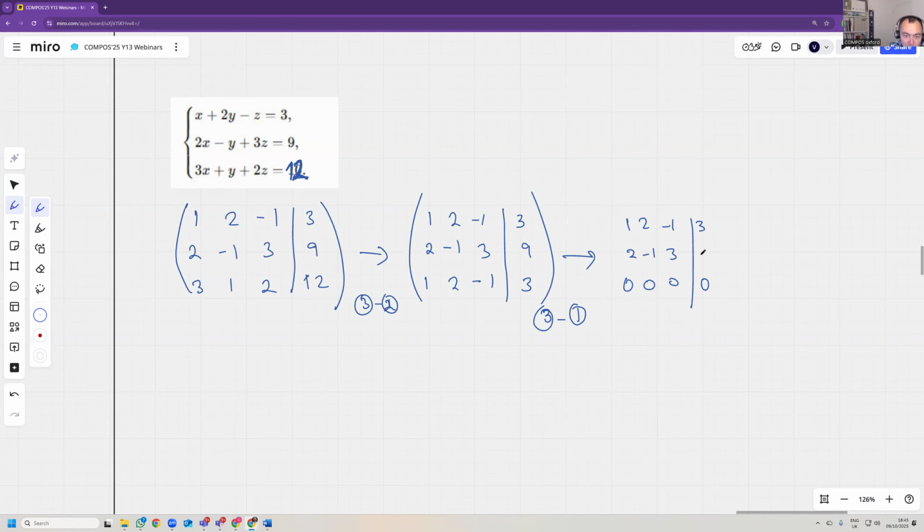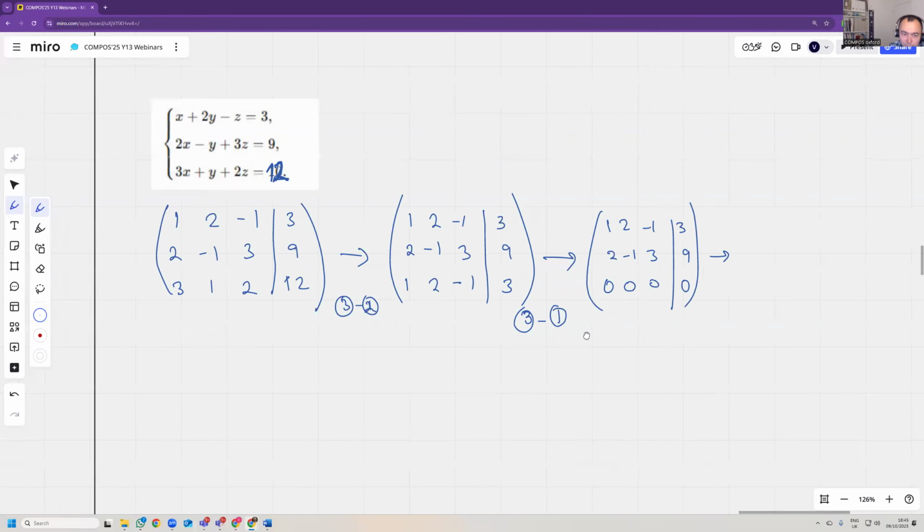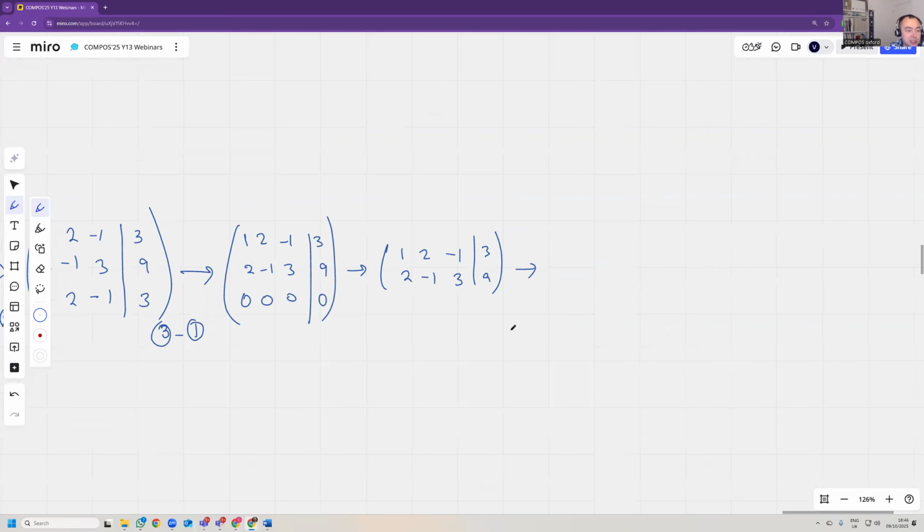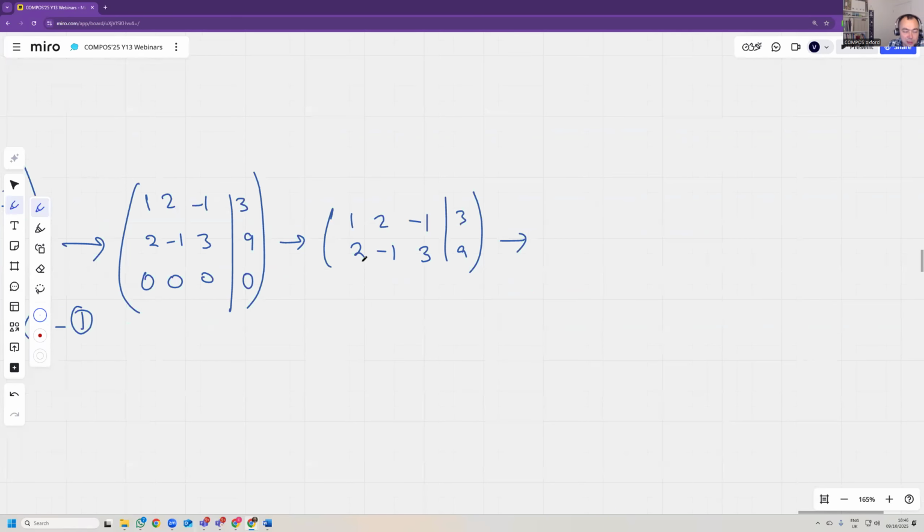There are no contradictions there, but that means we can just get rid of the bottom row and just work with 2. So 1, 2, minus 1, 2, minus 1, 3, slash 3, 9. Now we want to transform the matrix by adding and subtracting rows until we get something that looks like an identity matrix at the start. And that means that we have 2 minus 1, so that's going to be 1, then minus 1, minus 3.